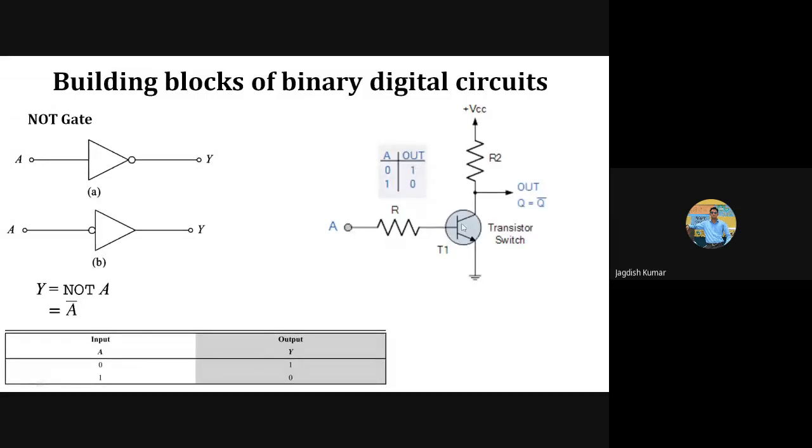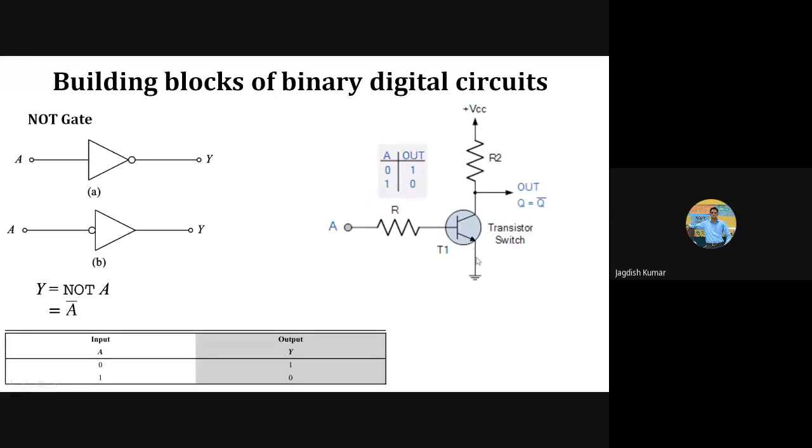This is an NPN transistor. If the voltage here is high, then this will be forward biased. And if it is forward biased, all the current coming from the collector will be able to flow to the emitter. When we are using the transistor in saturation mode, this transistor will act like a closed switch. If it is high voltage here, it will act like a closed switch. It will be as if a wire has been connected from this point to this point.